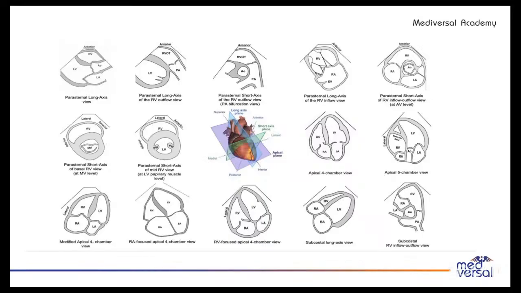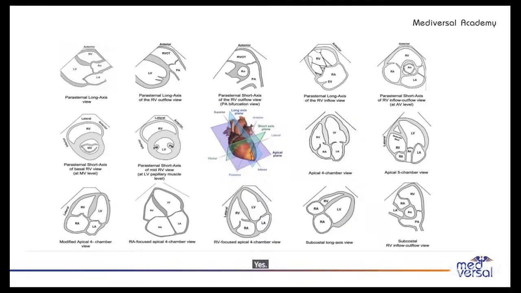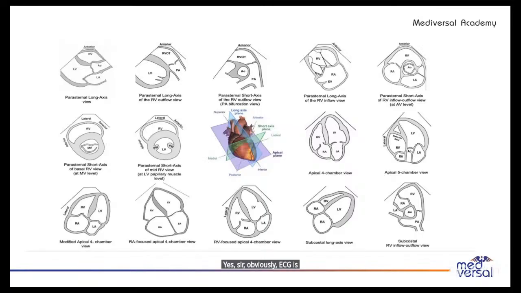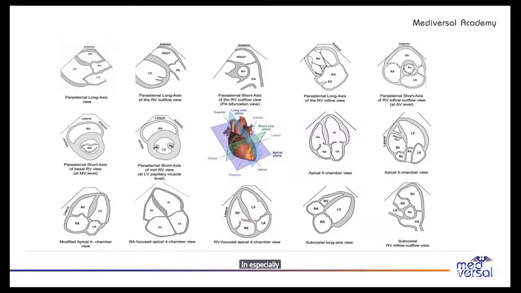Okay, sir. On my side, it's better to see arrhythmias in ECG or Holter compared to 2D echo. I think it may require some experience for monitoring arrhythmias in 2D echo. Yes, sir. Obviously, ECG is very important. Sometimes we can miss an MI on the ECG, but we can pick it up especially on 2D echo through regional wall motion abnormalities. Thank you, sir.